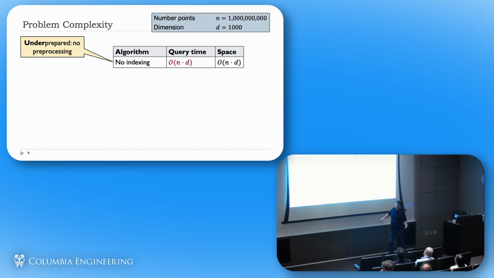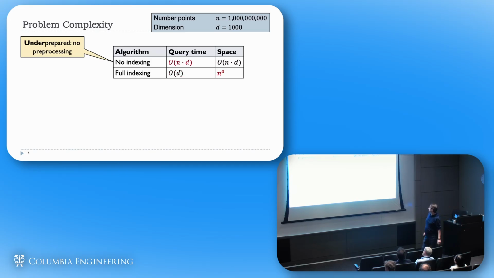The query time is, for every query point, you just scan the entire database and find the closest one. So it takes time which is linear in n, up to this factor d for the dimension. We really don't like this. This is in red because this is way too large. We don't want that for a query, say a Google search query, where you go over 1 billion documents. This is way too much.